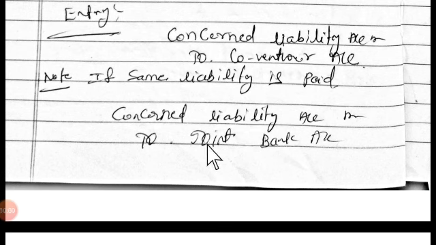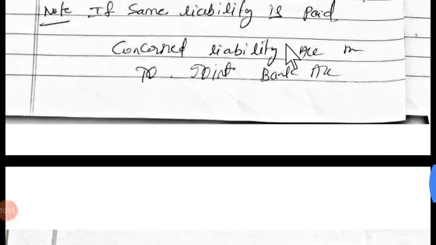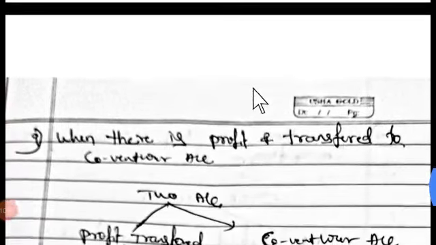That's why it's credited. But when that liability is paid by the joint venture itself, then the same concern's liability will be debited, but the joint bank account will be credited, because that amount is paid by the joint bank. Any amount which is paid or received by the joint venture is done through the joint bank account. That's why whenever the joint venture pays or gives an amount, it is through the joint bank account.